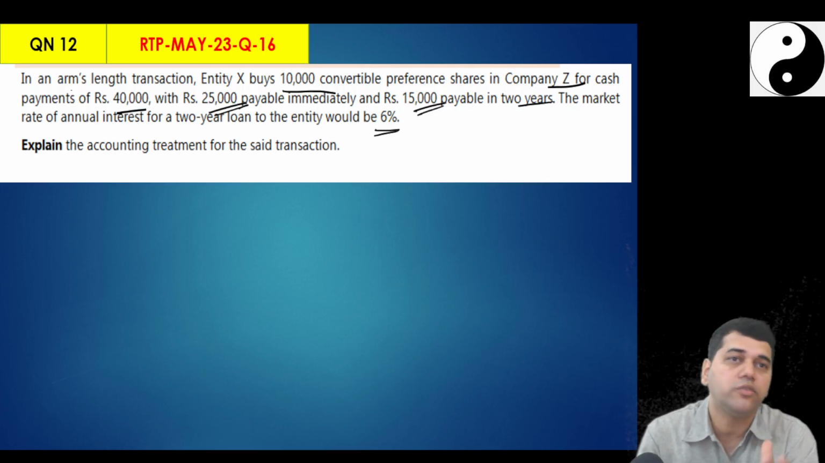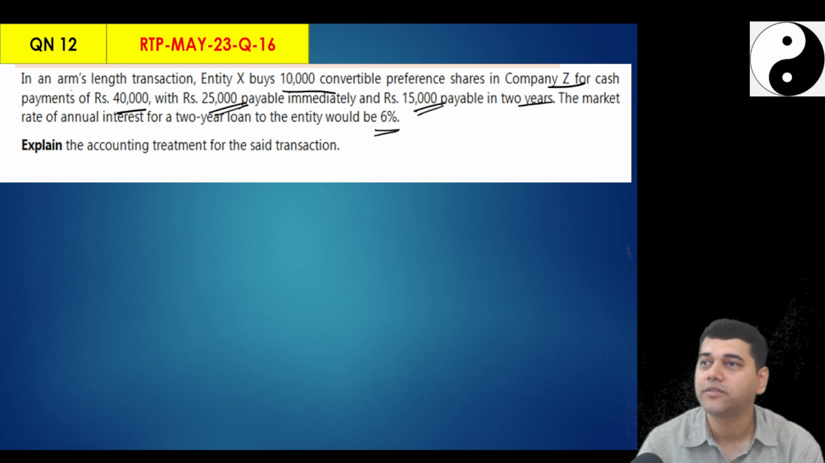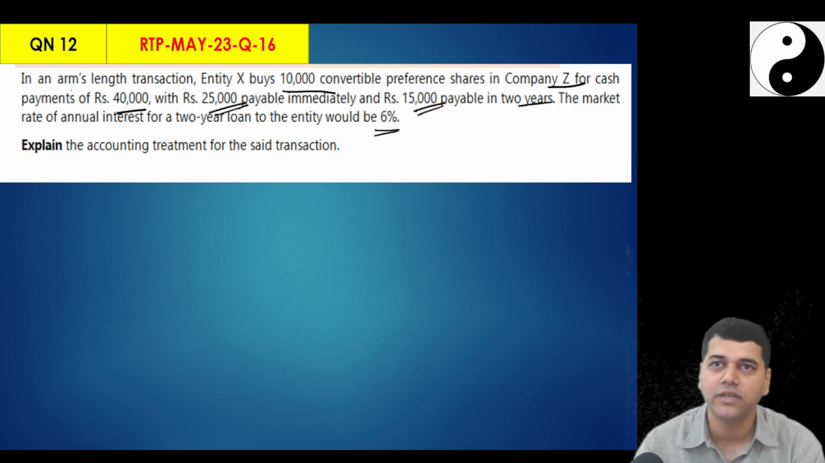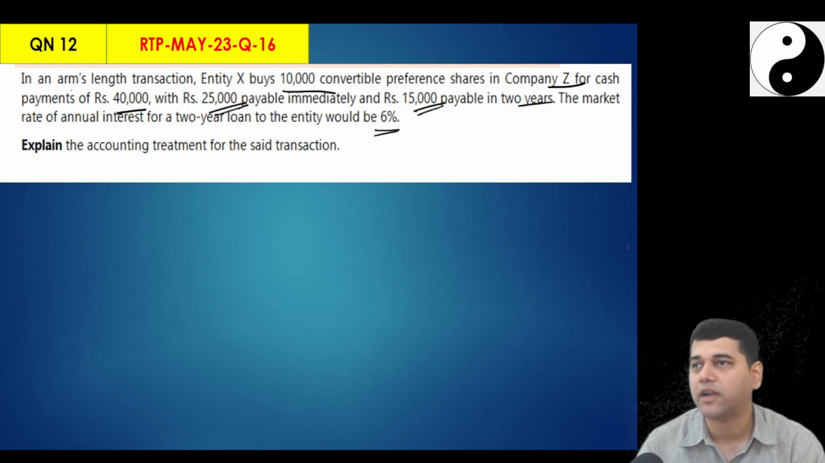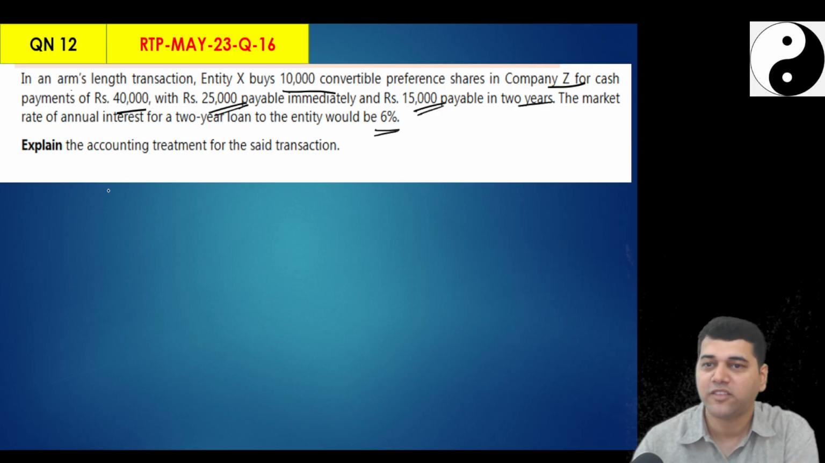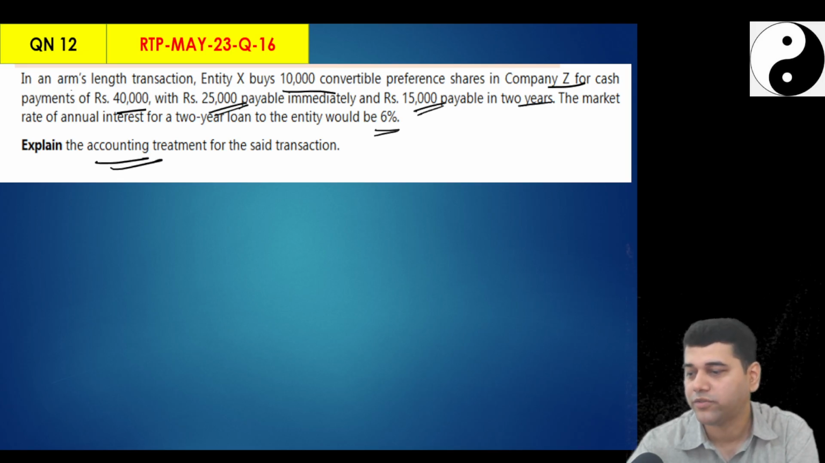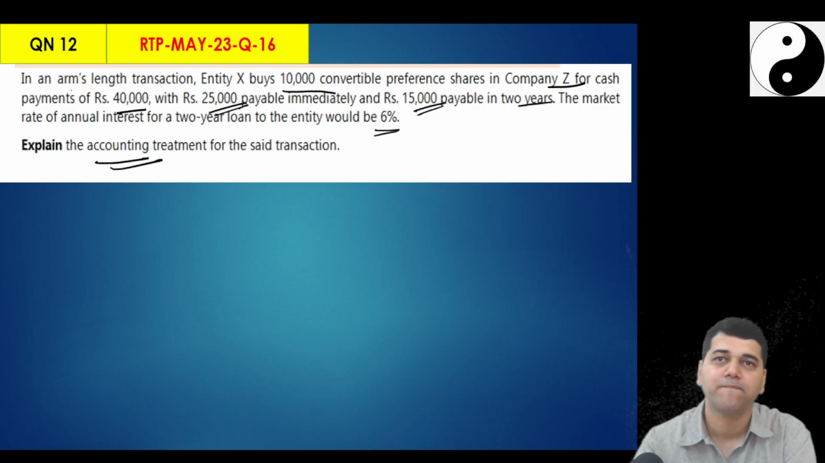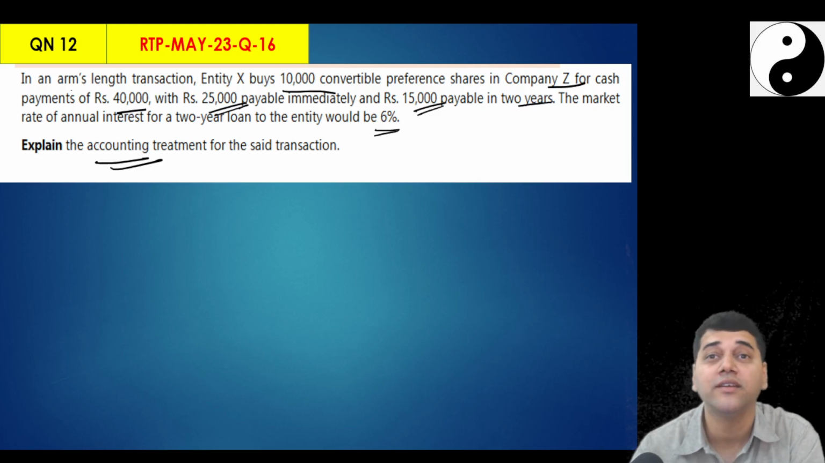Now tell me, what is your understanding about this? What did you understand? It's the arm's length transaction at market terms. Okay, chalo, we'll take it at market terms. How should I account it? Explain the accounting treatment. How should I account? What are you going to say? So, sorry?